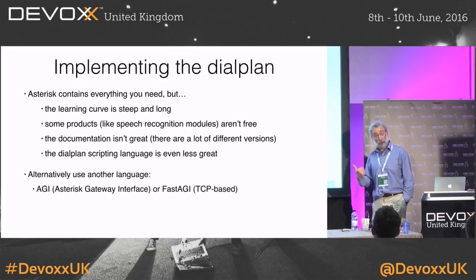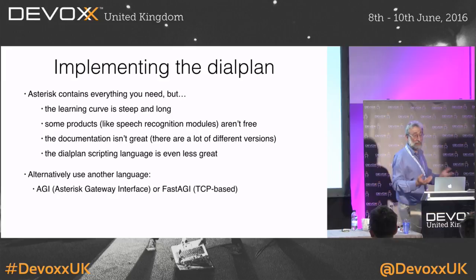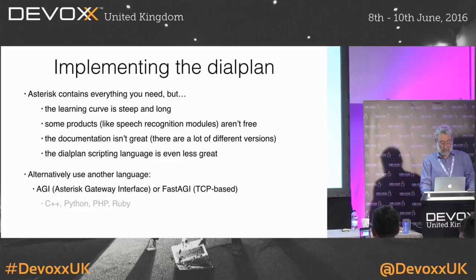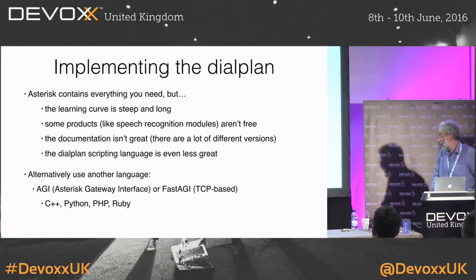And that is actually the case with AGI, but Fast AGI is slightly better, because you set a service running, and then you send TCP requests to it. So that's the way we're going to go. There are lots of libraries for Fast AGI and AGI, but obviously the one I chose was Java, because that's all I know really.